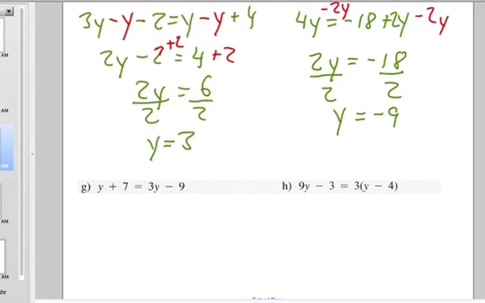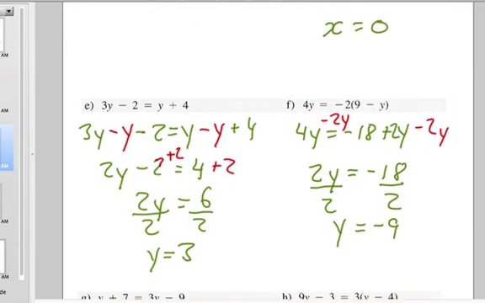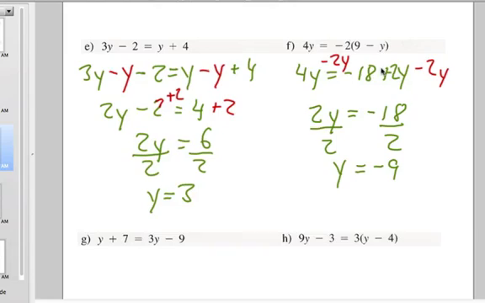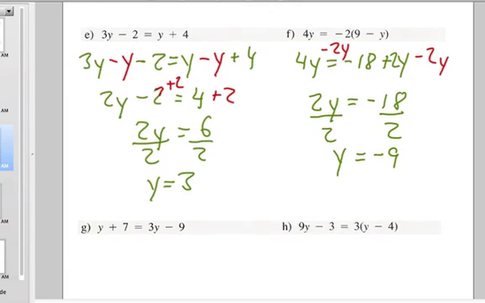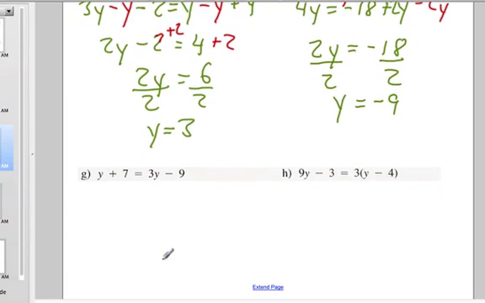And again, if we sub back in, 9 minus negative 9 is the same as 9 plus 9. So that's 18. And negative 2 times 18 is negative 36. 4 times negative 9 is negative 36. So both sides of the equation equal negative 36 when you sub back in for y equals negative 9.